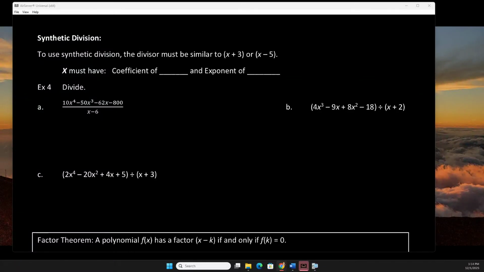Okay, so to use synthetic division, the divisor must be something like x plus 3 or x minus 5. So the coefficient of the divisor has to be 1, and the exponent of the divisor has to be 1.